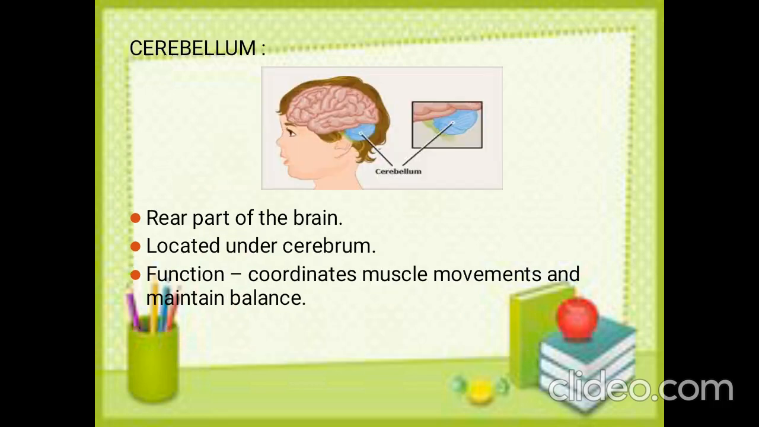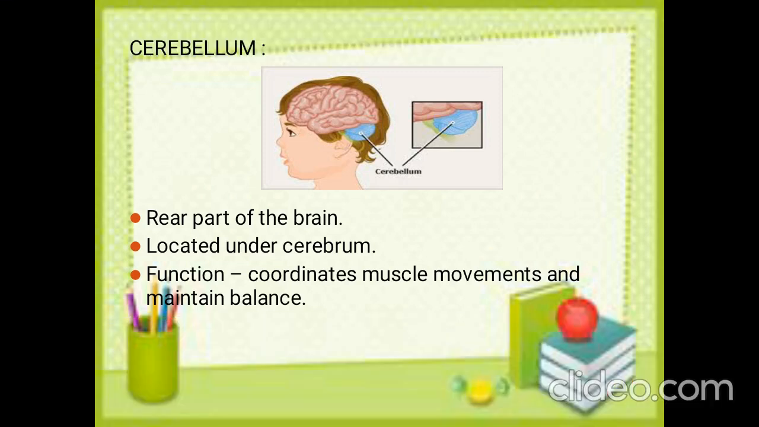So now we are going to see about cerebellum. Okay, cerebellum is the smallest portion. It is the rear part of the brain. That is the end, rear in sense end, which is present at the end of the brain. See in the picture, it is described. It is posed as blue color, right? That is the cerebellum part of the brain.